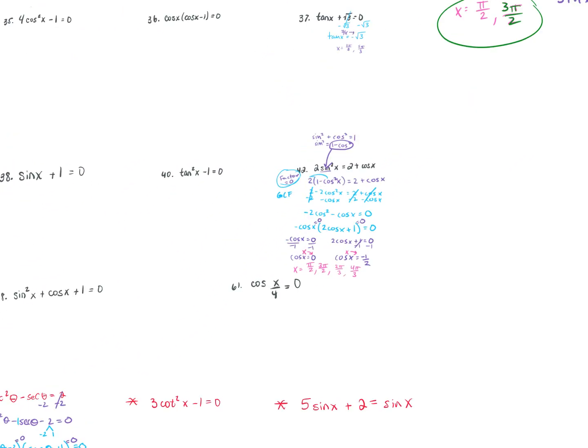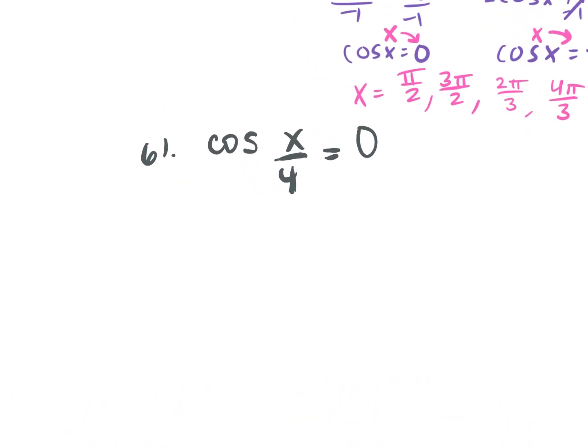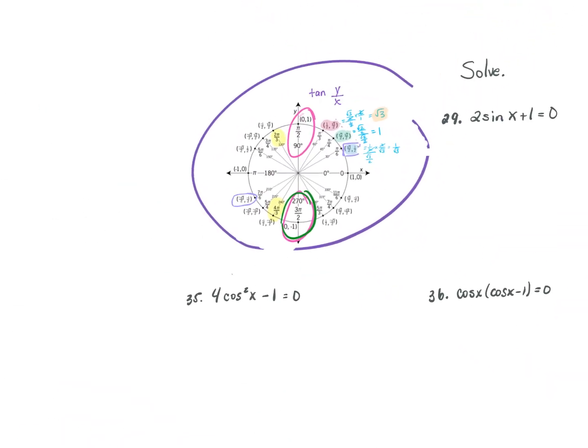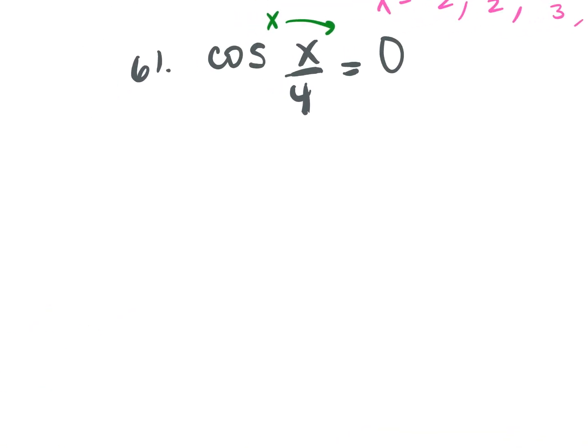Let's do 61. One of our multiple angles. So cosine's already isolated here. So cosine tells us we have to look at what value on our unit circle? The x. Where is our x value? 0. So pi over 2 and 3 pi over 2. So instead of it just being x equals, we have x over 4 equals pi over 2, and x over 4 is equal to 3 pi over 2.